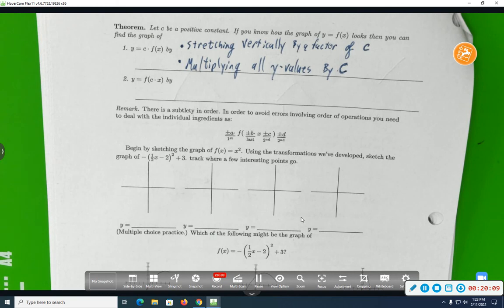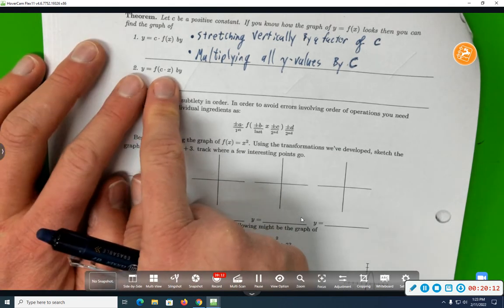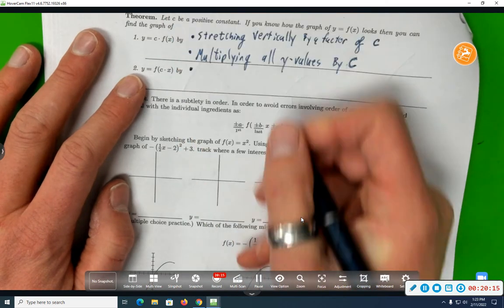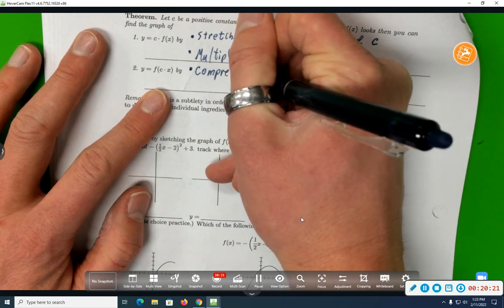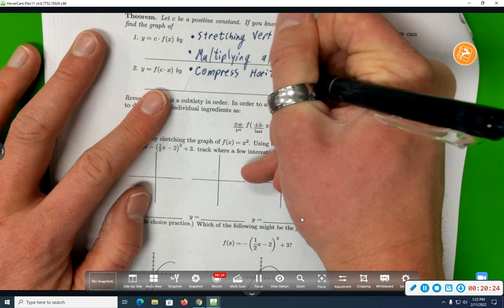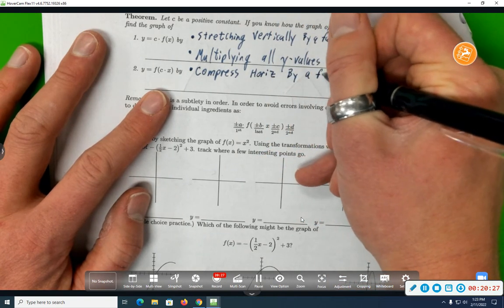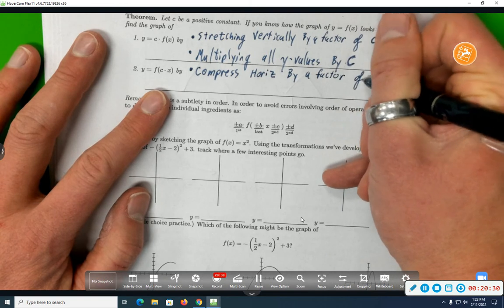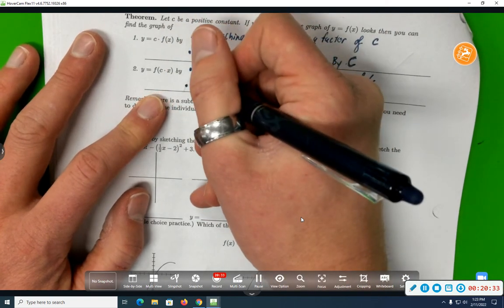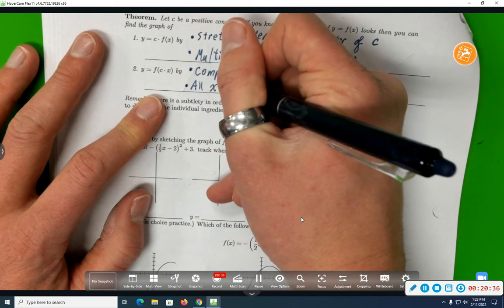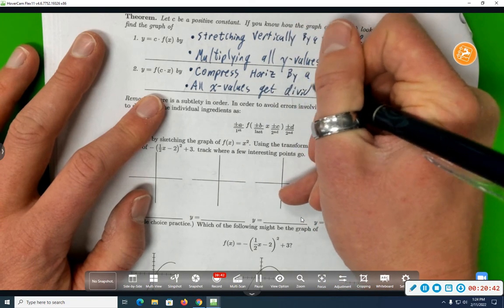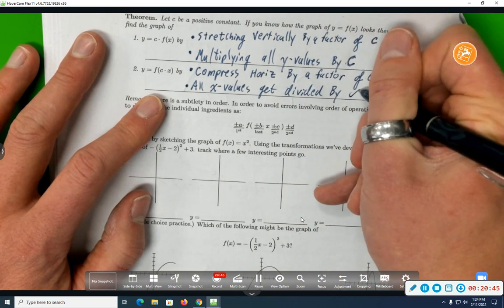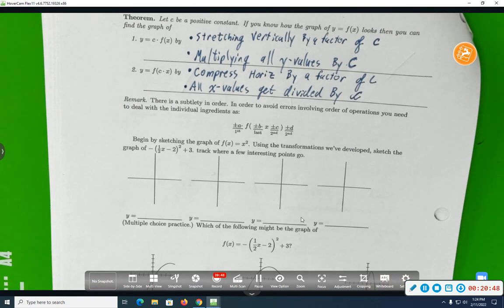All right. And we saw what happened with f of 2 times x. The same sort of thing happens for any constant. To get the graph of y equals f of c times x, you will instead compress horizontally by a factor of c. Said another way, all x values get divided by c. That makes sense? And it agrees with the previous page, I think.